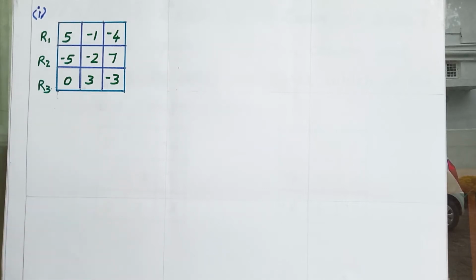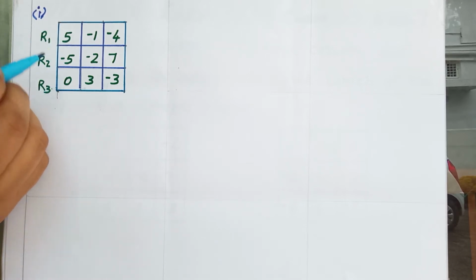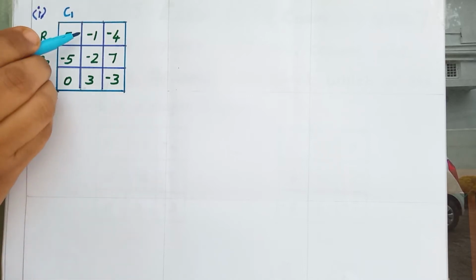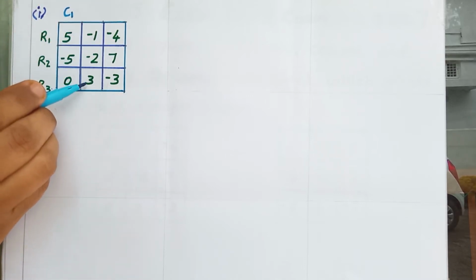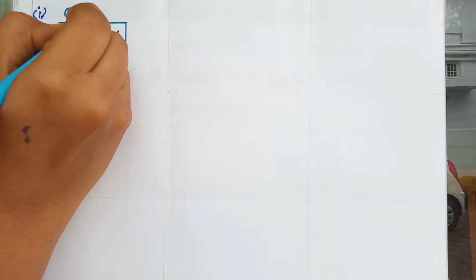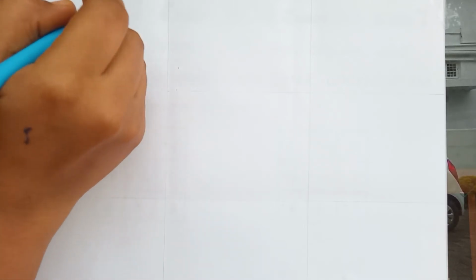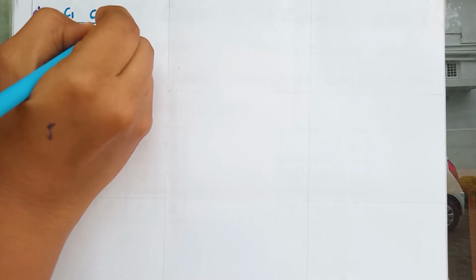Then 5, -5, 0 are in column number 1. Then -1, -2, 3 are in column number 2. Then -4, 7, -3 are in column number 3.